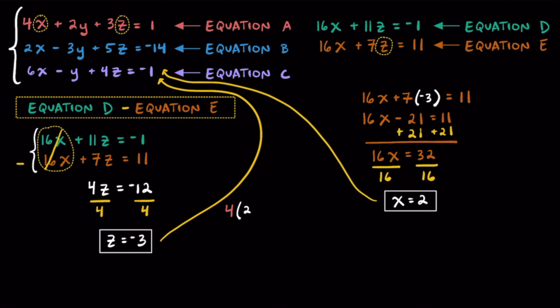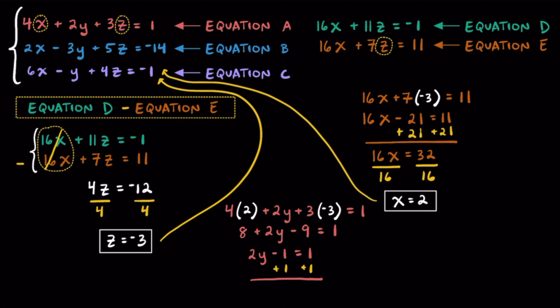Substituting into equation A, we're going to get 4 times 2 plus 2y plus 3 times negative 3 is equal to 1. Simplifying this a bit, we're going to get 8 plus 2y minus 9 is equal to 1. Combining the 8 and negative 9, we get 2y minus 1 is equal to 1, and adding 1 to both sides of the equation, we get that 2y is equal to 2. And finally, dividing both sides by 2, we find out that y is equal to 1.